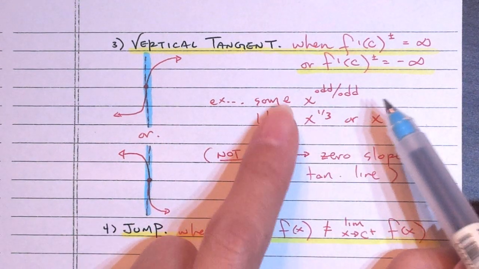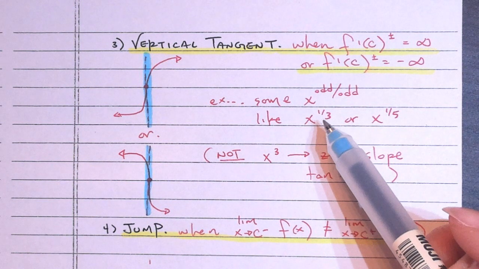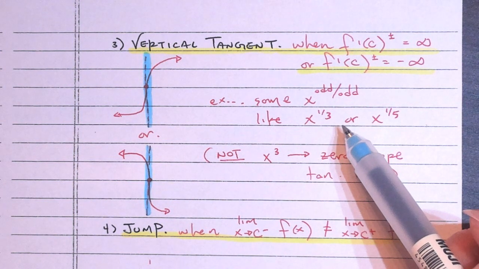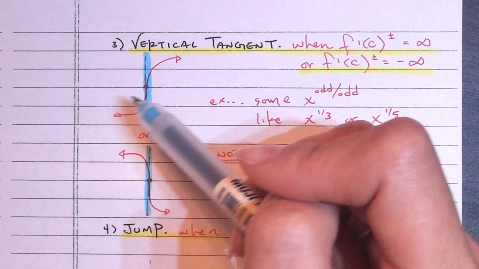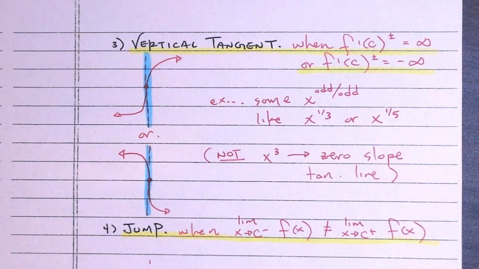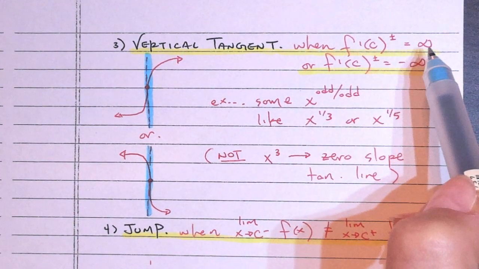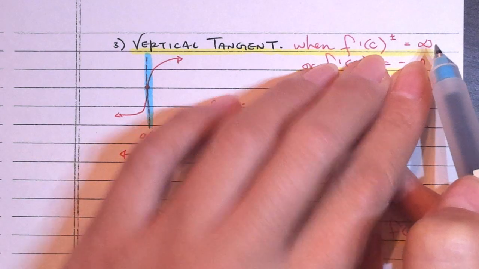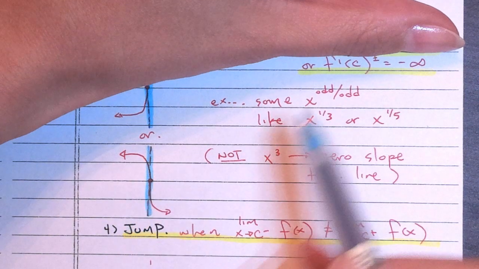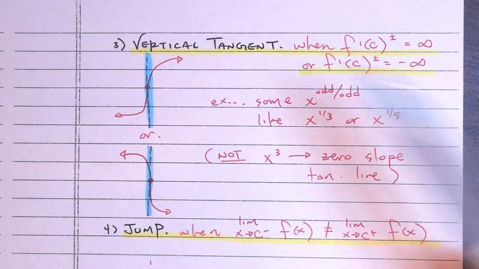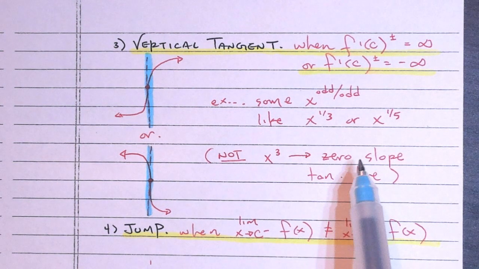Okay? Do you have to know this? Not really, but if you were to graph x to the 1/3 power, or basically a cube root of x or a 5th root of x, you would get something that looks like that. Okay, so you don't have to memorize this as an example, but when you find this on both sides, your left slope and your right slope at a point, that's when you have a vertical tangent.